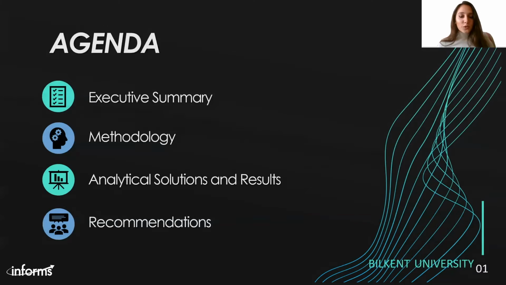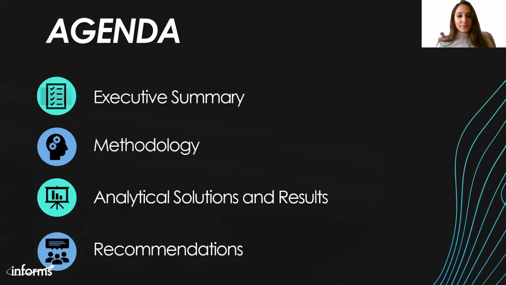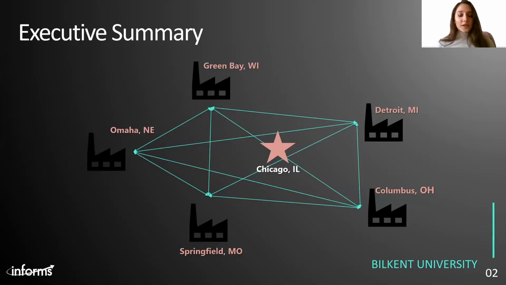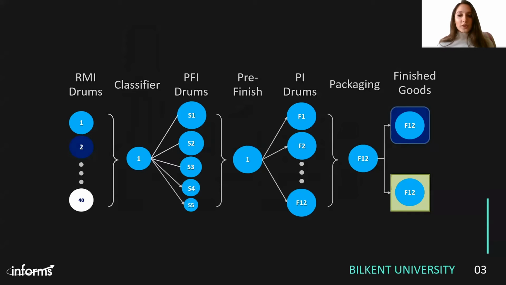Here you can see today's agenda. First, I will briefly mention the problem. We are given a network design and facility operations problem that takes place in a jelly bean manufacturing company. The first part of the problem is to reallocate the raw materials, and the second part is to determine the internal work order for each facility.